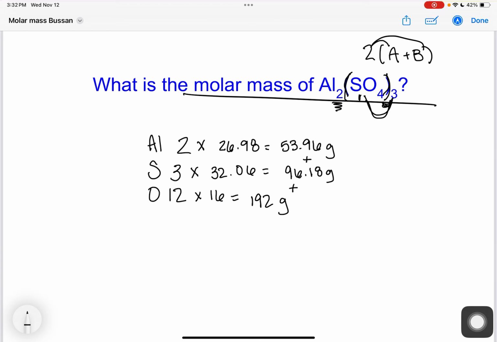Take my pieces, add them together. My total mass then would be 342.14.